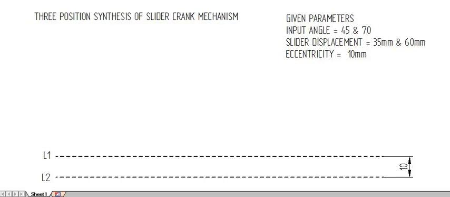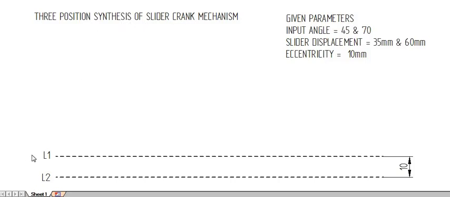Three position synthesis of slider crank mechanism. Here the question will be: design a slider crank mechanism such that the input angles are 45 degree and 70 degree, for which the slider displacements are 35 and 60 mm, and the eccentricity given is 10 mm. So there will be three positions of the slider, for which the input angles will be 45 and 70. As in the case of two position synthesis, some steps are similar.